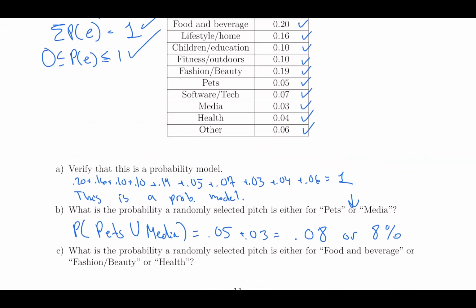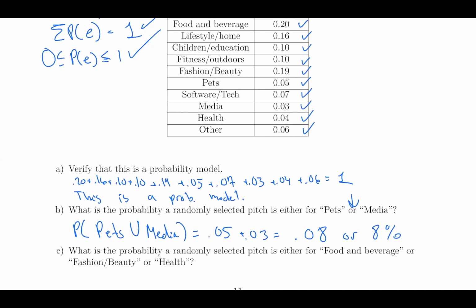So this is telling you there's an 8% chance that in a pitch, it's either going to be for the industry of pets or media. Okay, it could be one or the other. It doesn't have to be both of them at the same time. But that's it for B. Any question for B?